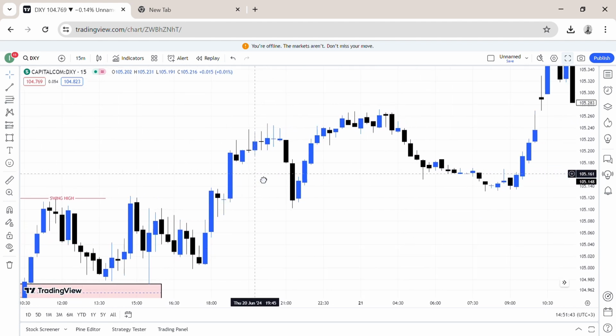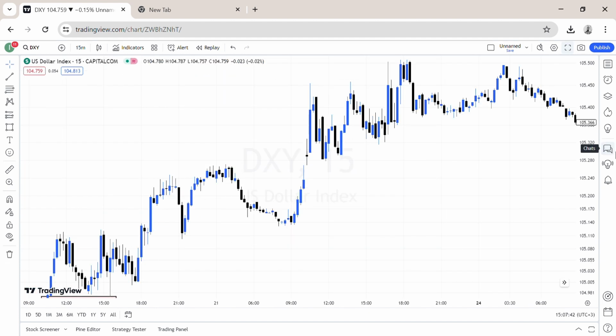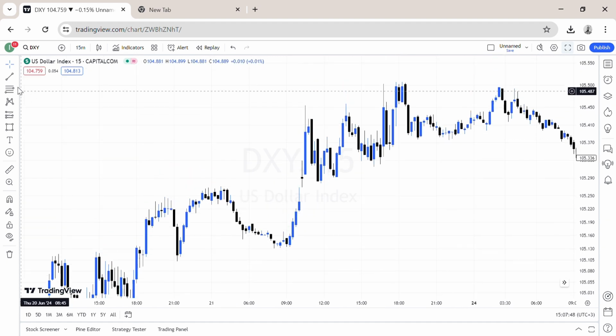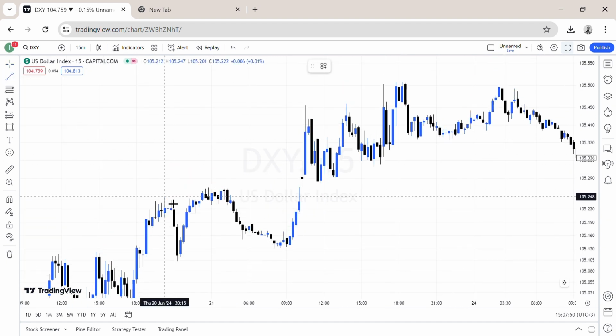So it is very, very simple. You see, after a break of structure, every break of structure there is a retracement. Okay, so that is another break of structure right there. That is a break of structure, just to give you more examples to see how this really works.